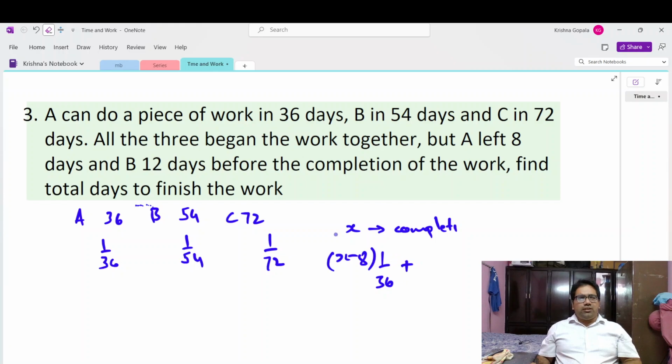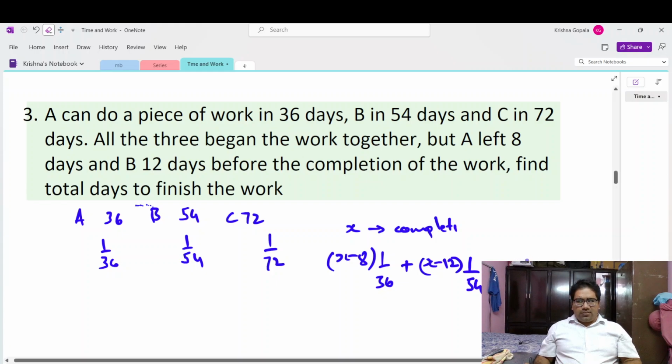Plus B is X minus 12. Total is X minus 12 into 1 by 54. That is what B has done. Plus C works for the complete days. C is X into 1 by 72. That is X by 72. This all will become 1.